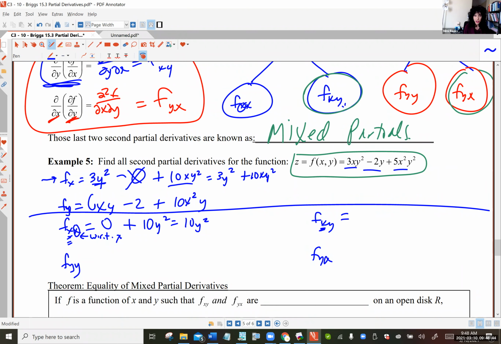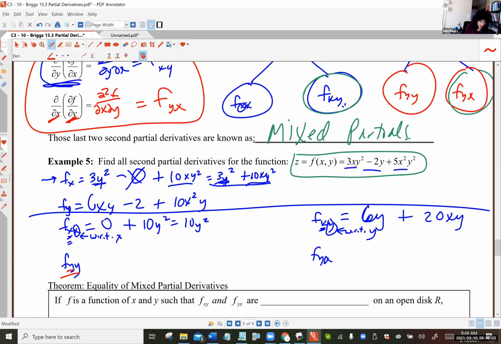fxy, the first letter tells you where he came from, that's fx. The second letter tells you what you're going to differentiate with respect to, so we're going to differentiate with respect to y. So look at fx again, there he is, and take the derivative of him with respect to y. The derivative of 3y squared with respect to y is 6y. How about the 10xy squared with respect to y? 20xy. So we're done with fxy, and now let's move on to the other 2 grandkids, fyy.